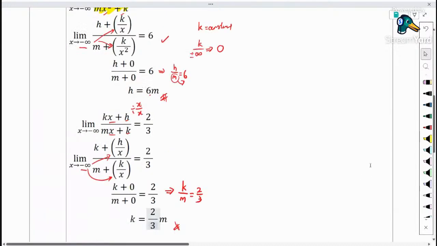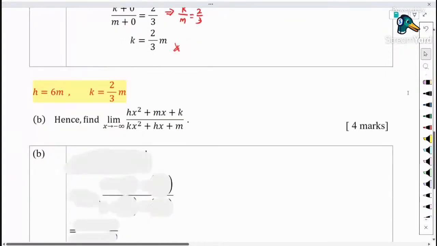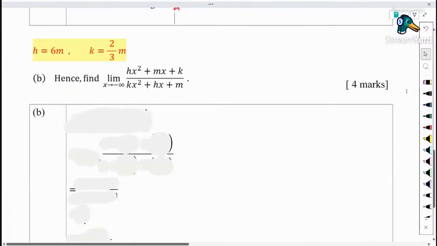After we get the result of h and also k, according to the question, they say hence find the following limits. So hence make use of the previous result. The previous result we have in order to solve part B is that we would like to make use of these figures that we found, h equals 6m and k equals 2 over 3 m, to solve the following questions. So in this way of solving, what we can do is try to replace each of the terms with h and also k correspondingly with 6m and 2 over 3 m. Then from there, we try to solve for the answer.